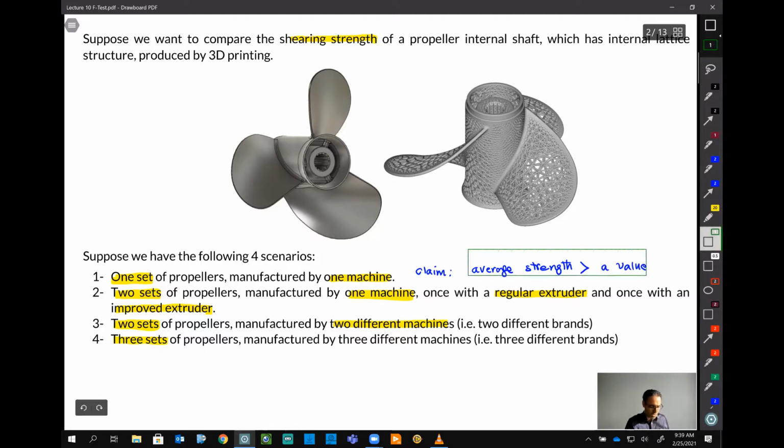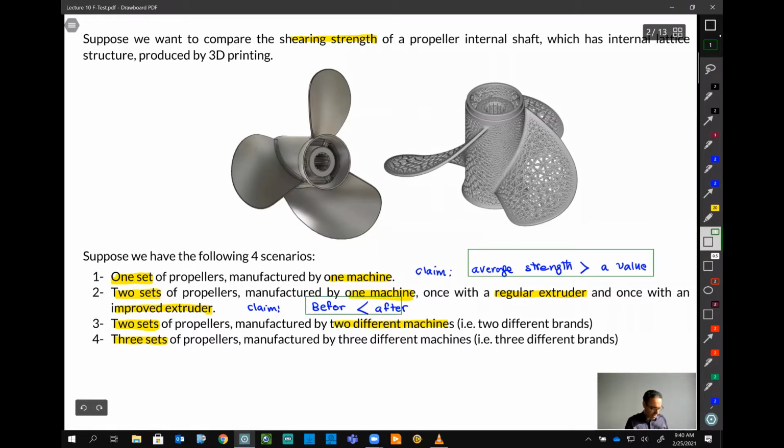For the second one, as Steve mentioned on Tuesday, it is a scenario of what we call before and after. So the claim here can be that the improvement, the improved extruder, really improved the scenario. So this one can be that the strength before is less than what we have after. That can be the claim.